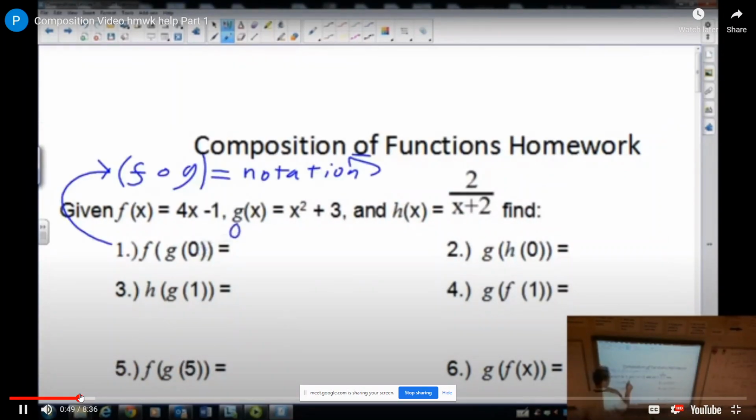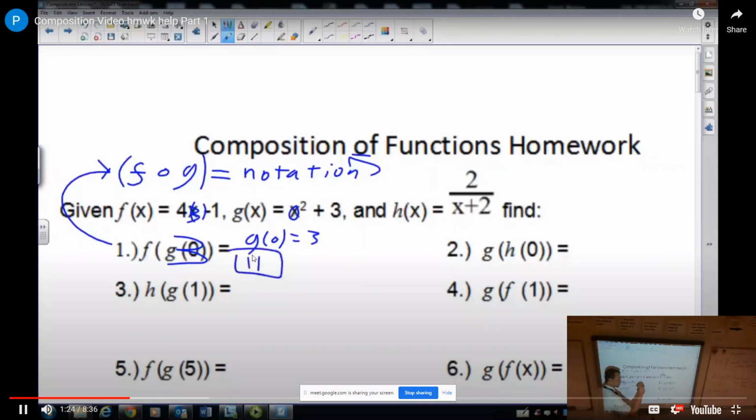Okay, so let's see, x for 0. So we're taking g of 0. We get 0 squared is just 0, and you're plugging it in for function g. So g of 0 is equal to 3, because 0 squared is 0, plus 3. Then you take that 3 and do f of 3 now. You plug it into f, right? Because we're looking at f of 3 now. The g of 0 goes away. For f of x, there's a 3 there now. So 3 times 4 is 12 minus 1 is 11. Did you get it? 11.